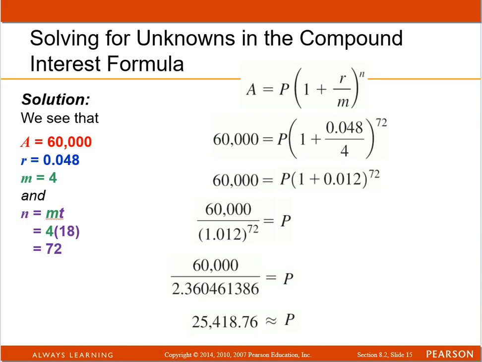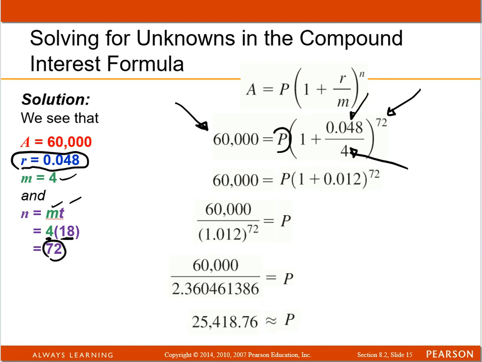Looking at the next slide, here we are. The future value is the 60,000. The rate was 4.8%, but remember you have to change that to 0.048. It was done quarterly, so quarterly is 4 times a year. And then N is M times T. Well, 4 times a year for the next 18 years makes N a 72. And so you can see there's the 72. And you put the 60,000 where the A is. And then there's the R and there's the M. P is what we're looking for.